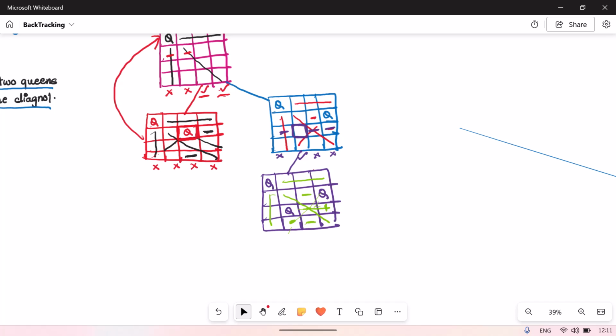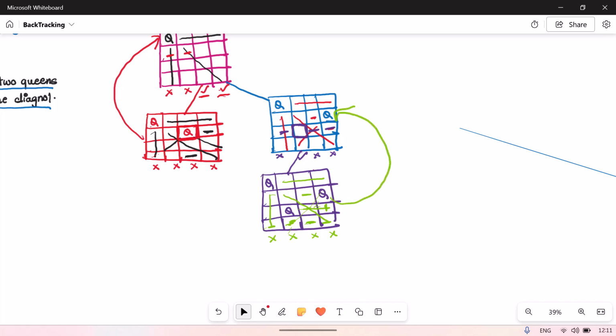If you're thinking you can place the queen in the fourth row, it is impossible because everything becomes a row, column, right? Or a diagonal. So, this is not a possibility. This is also not a possibility. 4 possibilities are also eliminated. So, what are you supposed to do? Backtrack.